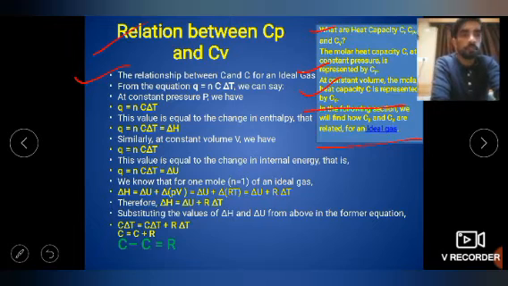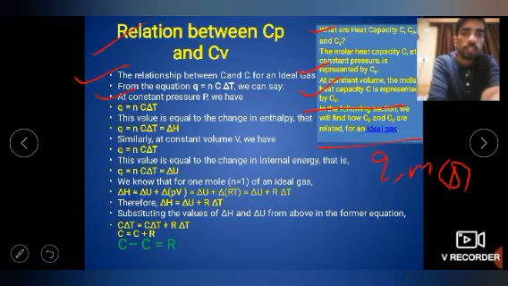So dear students, this slide is very important. The relationship between Cp and Cv for an ideal gas, from the equation Q is equal to n C delta T. We know Q is equal to m C delta T. So at constant pressure P, Q is equal to n Cp delta T, which is equal to the change in enthalpy, delta H. Similarly, at constant volume, Q is equal to n Cv delta T, and here n Cv delta T is delta U.